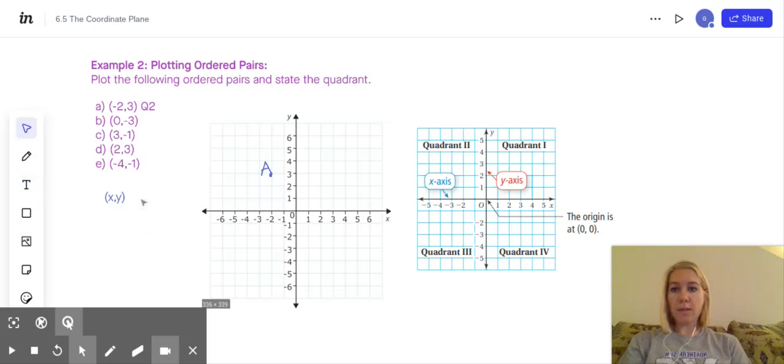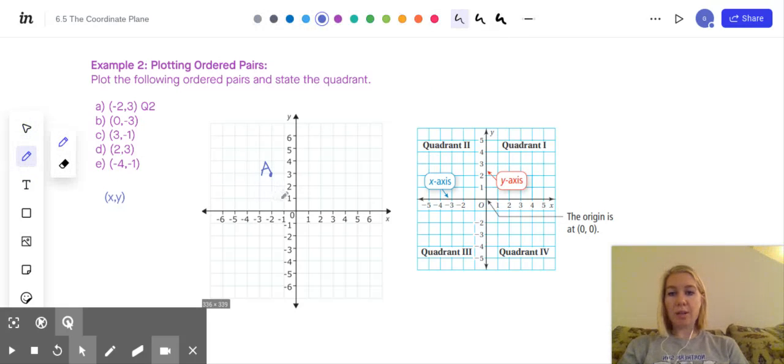Okay, let's plot B. B is at 0. So remember, that's our x-coordinate. So it's at 0, so we don't need to go to the left or to the right. It's at 0. And then -3, so we need to go 3 down. Okay, 1, 2, 3. And this is B.